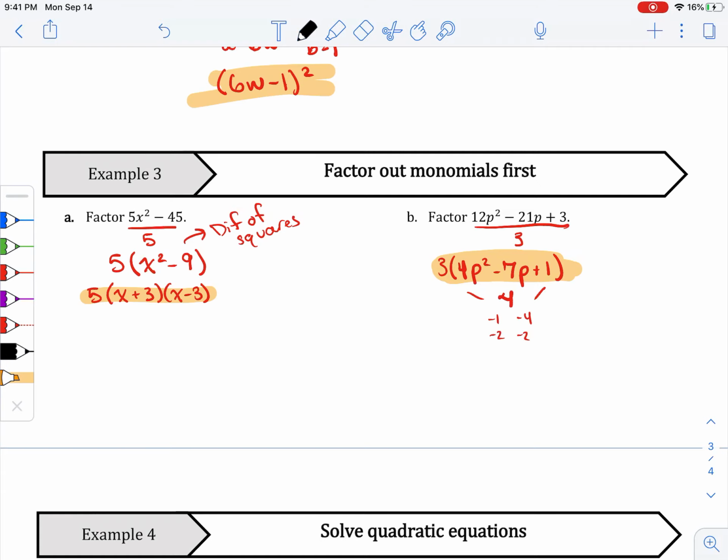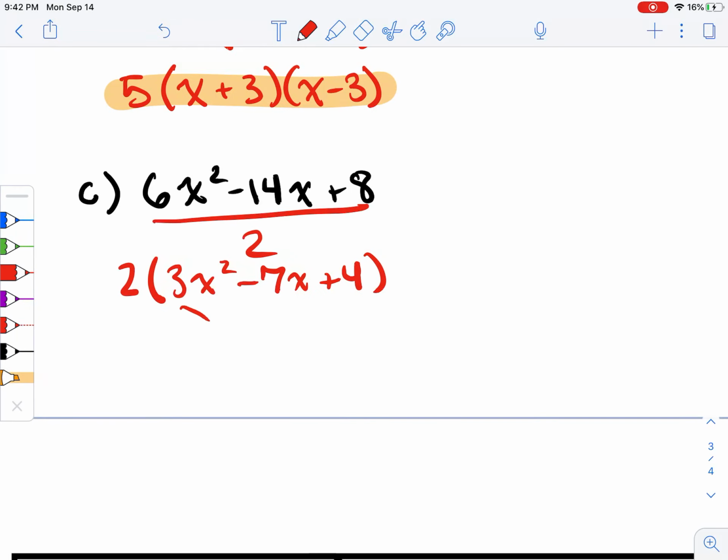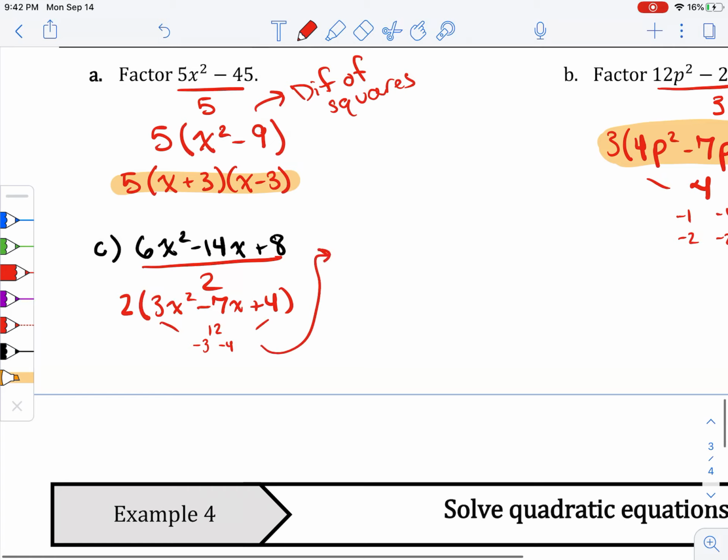I want to add another example here, just so that you can see how this would look also going through the whole process. So 6x squared minus 14x plus 8. Here, if I factored out a 2, I'm left with 3x squared minus 7x plus 4. And then I can factor by grouping as normal, so this would be 12. To add to negative 7, my factors will be negative 3 and negative 4. Sorry, not a ton of room here.